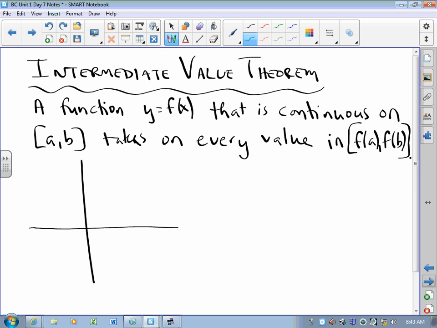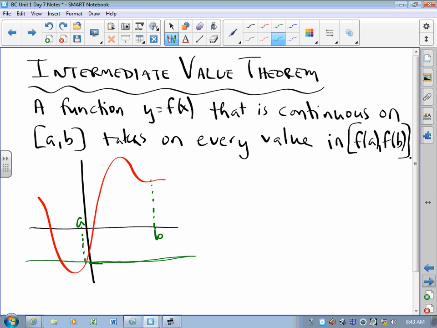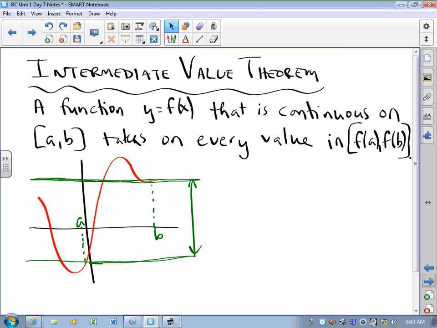So if I have a continuous function on a closed interval from A to B, I know that every y value in this green band gets hit at least once, maybe more than once, between A and B. At least once, possibly more than once. So again, go ahead, ask the question, who cares?